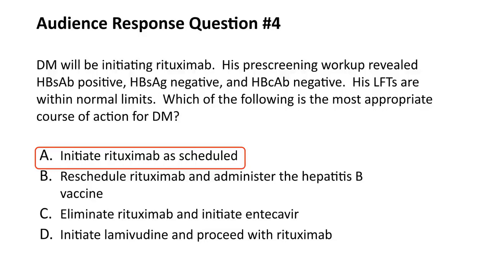So the correct answer here is A, initiate rituximab as scheduled. This patient's pre-screening workup shows that he's had the hepatitis B vaccine already. He has not had hepatitis, nor does he currently have hepatitis B. So you could go ahead and proceed with your plans. If the patient needed anti-hepatitis B therapy, it would likely be with entecavir and not lamivudine. And so we'll review that in the next slide.